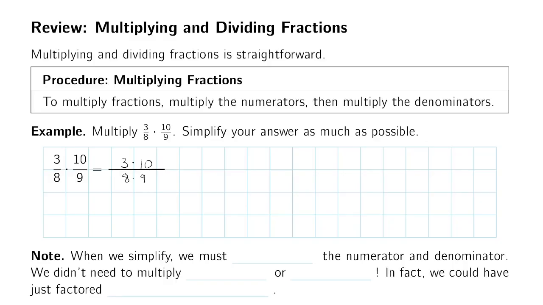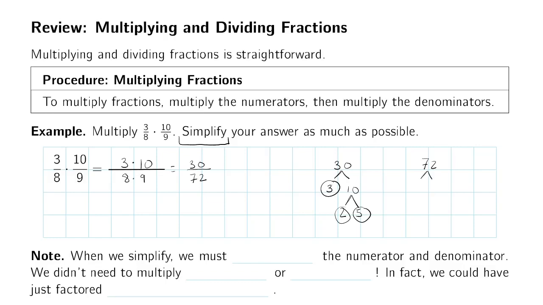Well, that's going to work out to 30 over 72. But we were told to simplify our answer as much as possible. So we need to actually factor 30 and 72. Now 30, we got that by taking 3 times 10. So we can factor it as 3 times 10. 3 is prime. 10 factors as 2 times 5, with both of those prime.